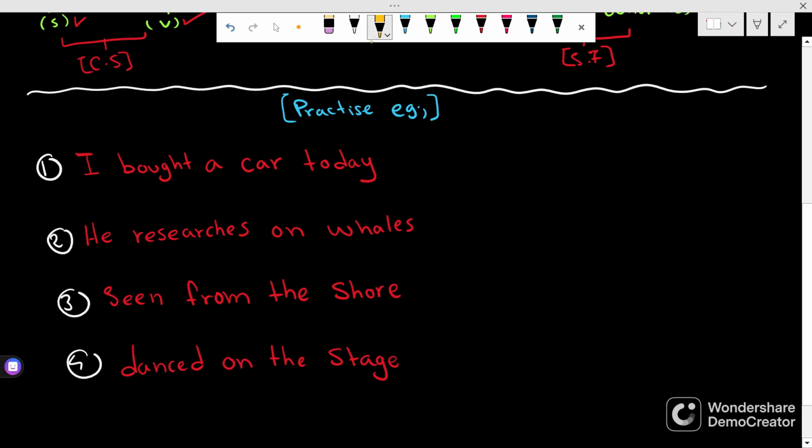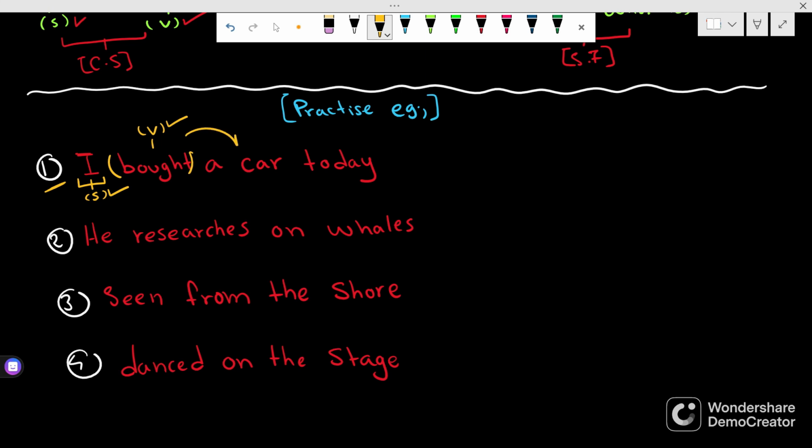So let's go to the first question. Let's identify the subject and verb first. The subject of the sentence is I, so subject is present. What does I do? I bought. So bought is the verb. Verb is present. Bought what? A car. So this sentence expresses a complete meaning. It contains both a subject and a verb. Hence, this is a complete sentence.